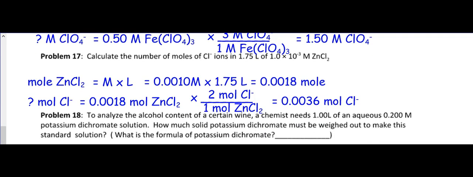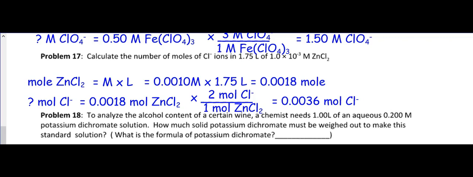To analyze the alcohol content of a certain wine, a chemist needs 1 liter of aqueous 0.2 molar potassium dichromate. How much solid potassium dichromate must be weighed out to make the standard solution? Well, you need moles, don't you? Well, do I weigh out moles on my scale? Do I have a mole meter someplace? Of course I don't. What do you have to weigh out? You have to weigh out grams, all right?